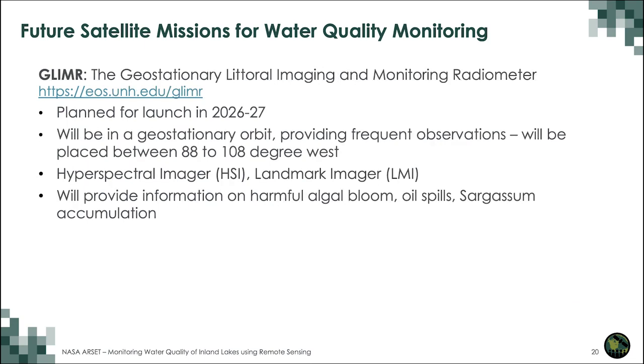Glimmer is going to be one mission that will be in geostationary orbit. And that is also planned to launch in the 26-27 timeframe. It will have a hyperspectral imager and a landmark imager, and will provide information on harmful algal bloom, oil spills, and sargassum accumulation. So geostationary orbit means it will provide more frequent observations, or diurnal observations can be obtained over waters, and it will help in resolving the diurnal cycle of many water quality parameters.